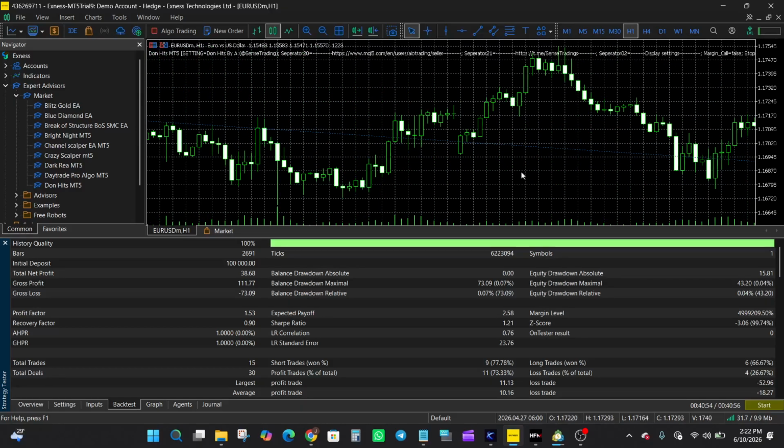So overall, Don Hits EA for MT4 and MT5 presents an aggressive multi-layer trading approach with grid and martingale-style logic combined with internal risk and drawdown controls. As always, proper testing and careful risk management are essential before using any system in live trading conditions.